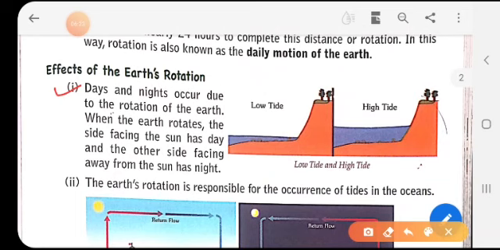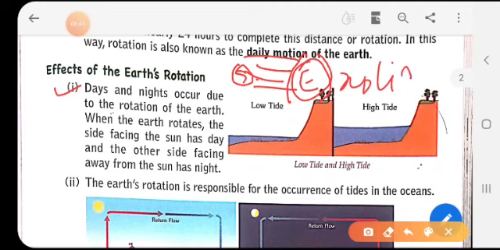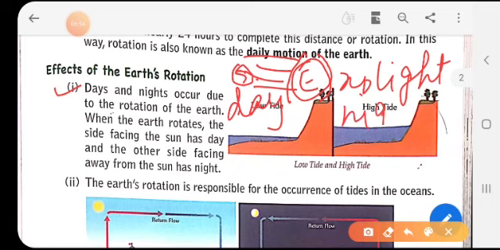So, children, this is the sun and this is our Earth. The side that is facing the sun gets the light, and the side behind the Earth has no light. So what happens when you have the sunlight? It is the daytime, and when you have no light, the side which gets no light, it is the night time. So I hope you have understood how day and nights are.